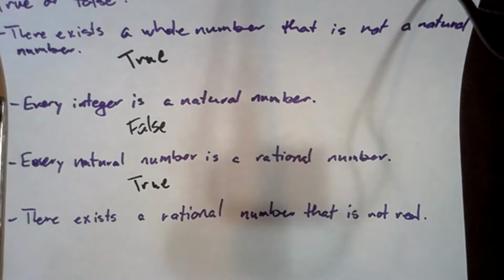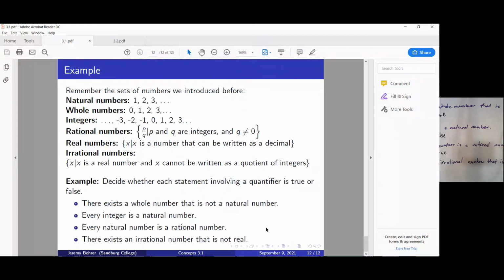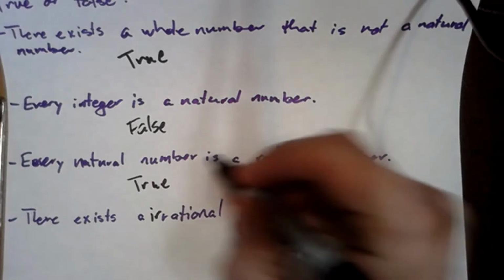And finally, there exists a rational number that is not real. I think it's actually supposed to be an irrational number. We can go back and look here. There exists an irrational number that is not real. Well, if we look at the definition of irrational numbers, we get x such that x is a real number and x cannot be written as a quotient of integers. But the important thing here for our purposes is x is a real number, which means that every irrational number is real, and this last statement is false.